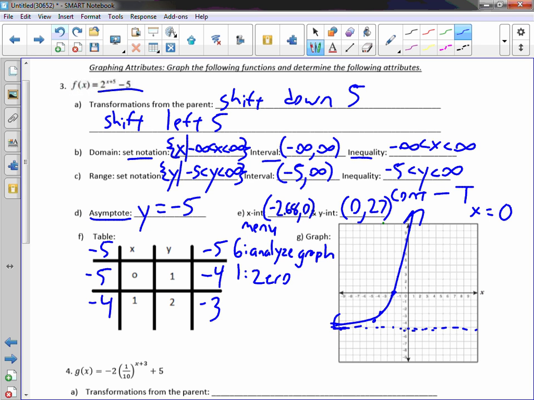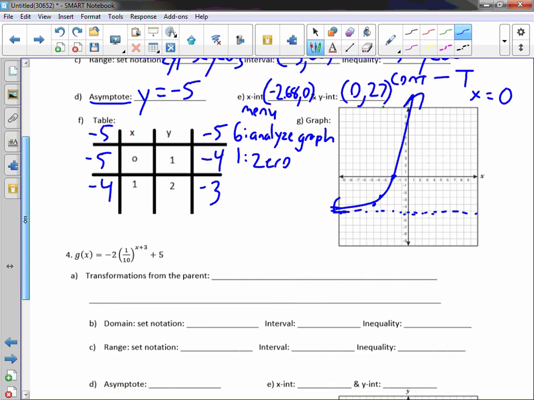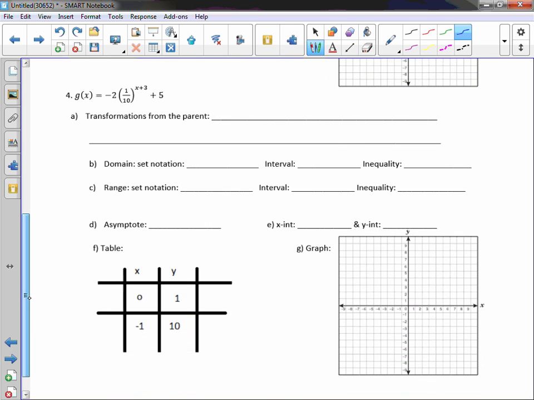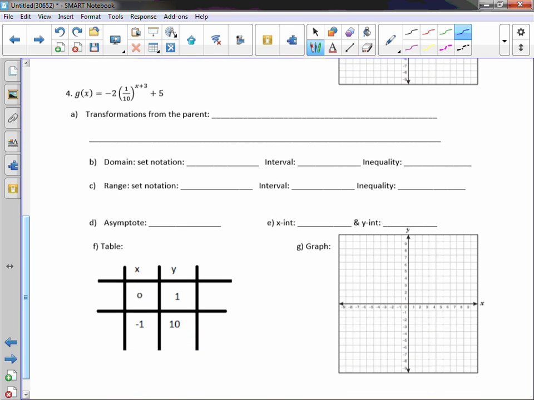Jumping down to number 4. Now we have a different parent function. The last one was 2 to the x. This one is 1/10 to the x. That's the parent function here.